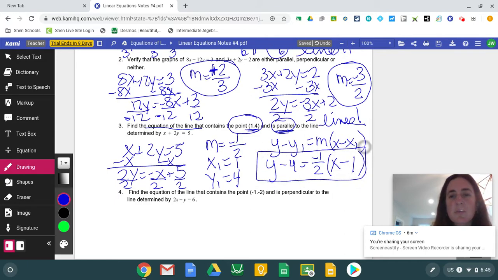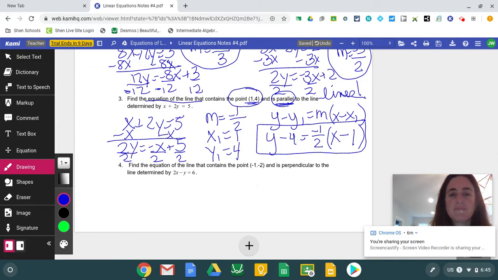Now, I'm going to leave it in point slope form because the question just says find the equation of a line. I don't need to carry that through to y equals mx plus b form. Point slope form, perfectly fine.